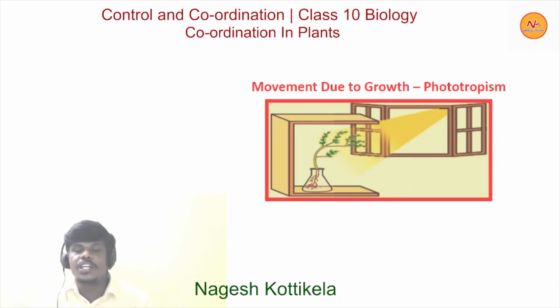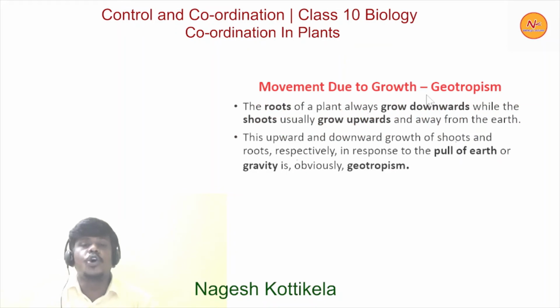Now moving to the next, geotropism. This is due to the stimulus of gravity, or the pull of the earth. Here the roots of a plant always grow downwards while the shoots usually grow upwards and away from the earth. So this is what we call geotropism.